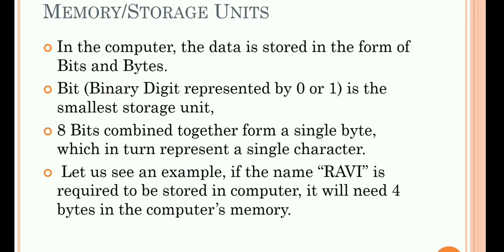Fine. In the computer, the data is stored in the form of bits and bytes. Bit, binary digits represented by 0 or 1. Bit is the smallest storage unit. Fine. 8 bits combined together form a single byte, which in turn represents a single character. Let us see an example. If the name Ravi is required to be stored in the computer, it will need 4 bytes in the computer memory.